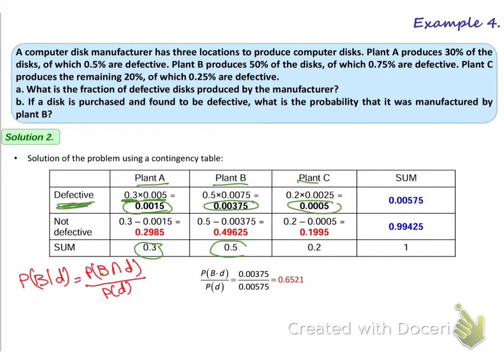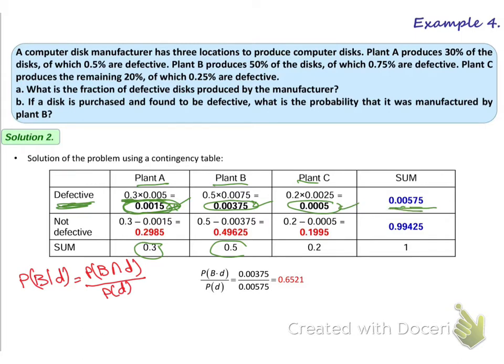So the total defective will be 0.00571. This is the total percentage or fraction of the defective work in the factory: this is in plant A to the overall, this is in plant B, and this is in plant C. Okay, this will be the total.